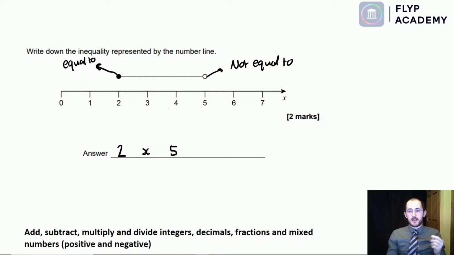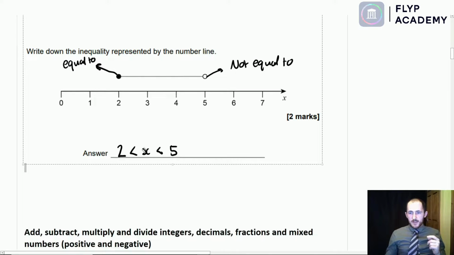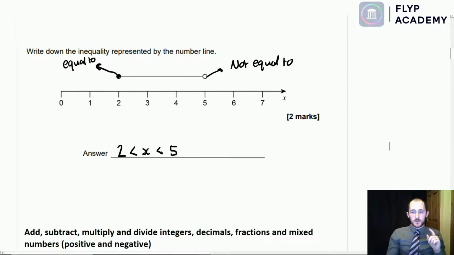Now what we need to do is decide how the inequality looks. If we look at this half of it here, x is less than 5, because it's smaller than 5. And it's greater than 2. However, it's also equal to 2, so we need to put the little equal sign here. But since this is hollow over the 5, it's not equal to, so we don't need to put the equal sign. So 2 is less than or equal to x, which is less than 5. So it's between 2 and 5.